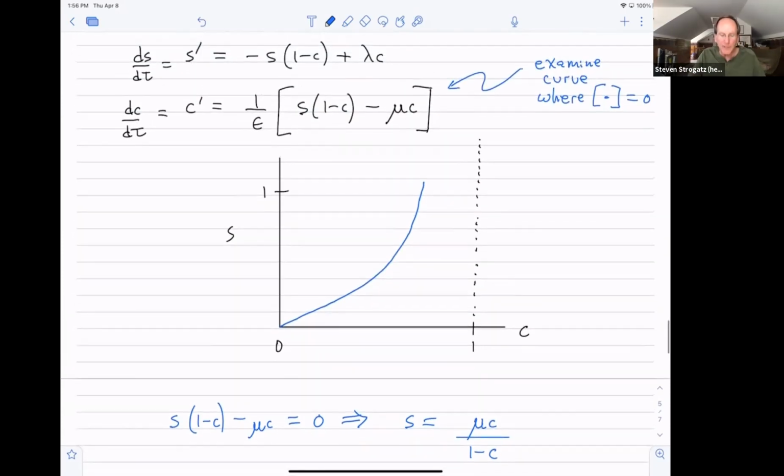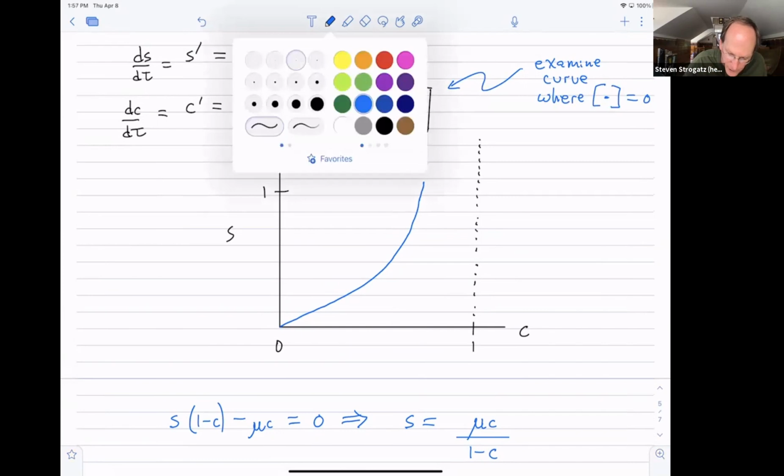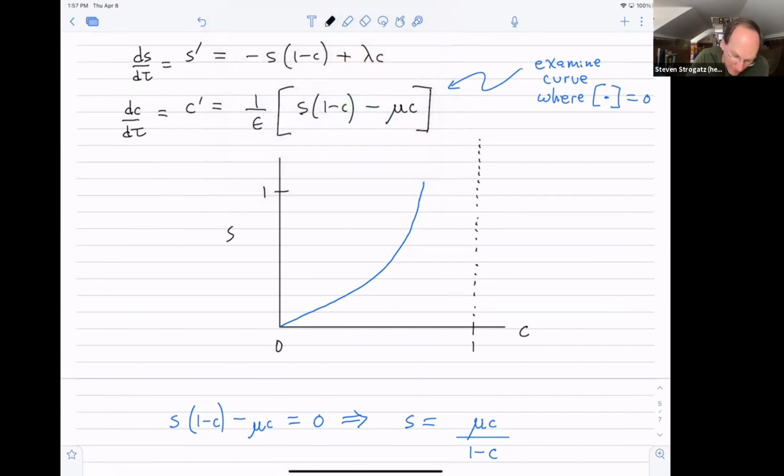Now, why am I harping on that curve, where the bracket is 0? Well, because watch what happens if you're somewhere off the curve. And this is the interesting point. Or even for that matter, let's just think about what would happen if we started our initial condition, which is right here.